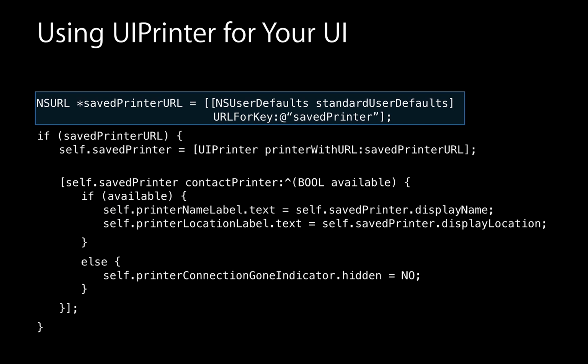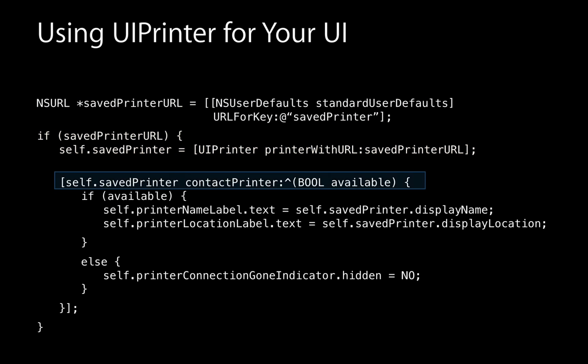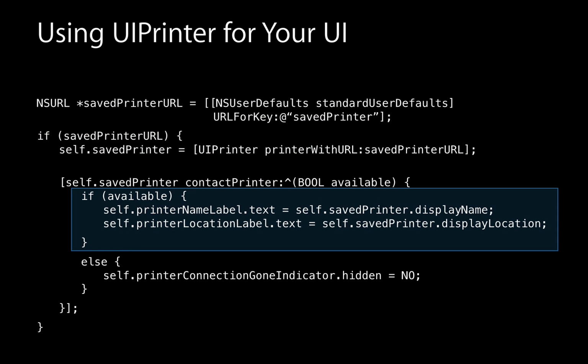So first, let's grab the saved printer URL from a previous run of the application. Here we're just getting it from the user defaults. If we got one back from user defaults, we'll initialize UIPrinter with URL, with the saved printer URL. And then we'll actually contact the printer. The block that we will pass in, we'll see if it's available. Then we'll set our printer name label to be the display name of the printer, and the printer location label to be the display location. So the printer name and location aren't available until it's actually been contacted. So that's why we do that in this block.